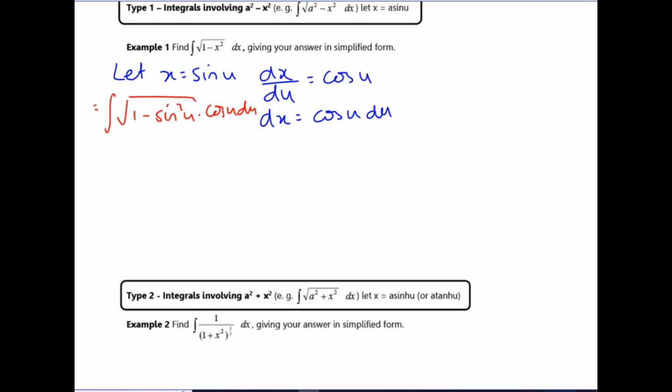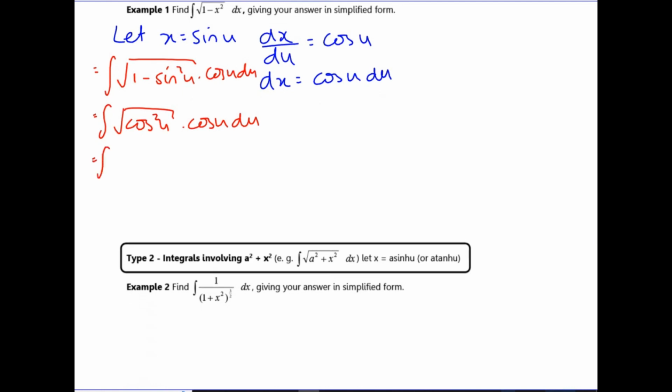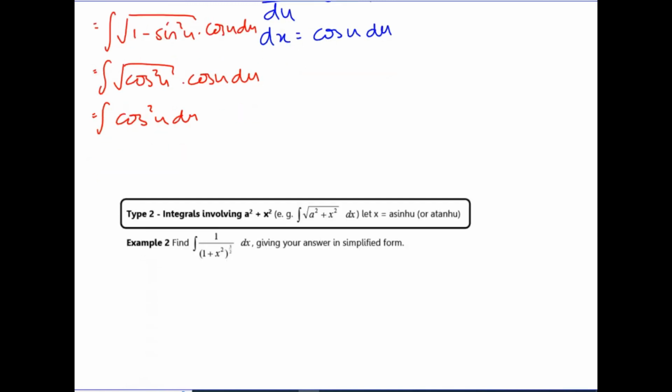We can use the fact that 1 minus sine squared is cos squared, times cos u. And here root cos squared is obviously cos, times the other cos gives you cos squared u du. This is an integral that we know how to do now, so the way to do this is to use the double angle formula for cos. So cos 2u is 2 cos squared u minus 1. Rearrange this to make cos squared the subject, so add the 1 and divide by 2. We get a half cos 2u plus a half.